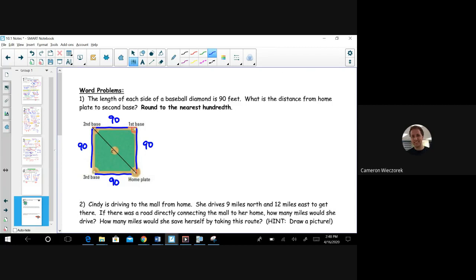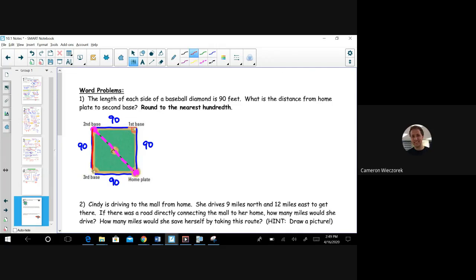What is the distance from home plate to second base? So I'm going to locate that in my picture. Here's home plate in pink. Here's second base. I want to know what's the distance from home plate to second base. So I'm just going to outline that in pink. We want to find that length.